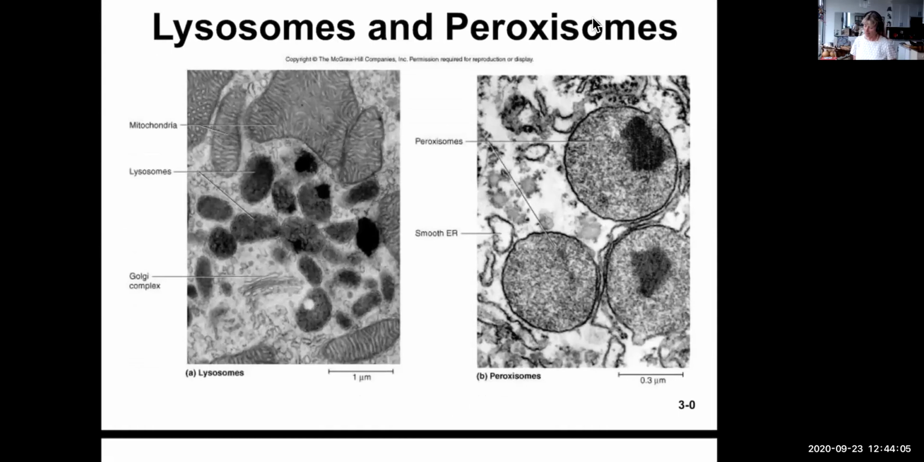Here's an example of lysosomes. They're usually fairly dark because they contain enzymes and sometimes also materials that the enzymes are digesting.